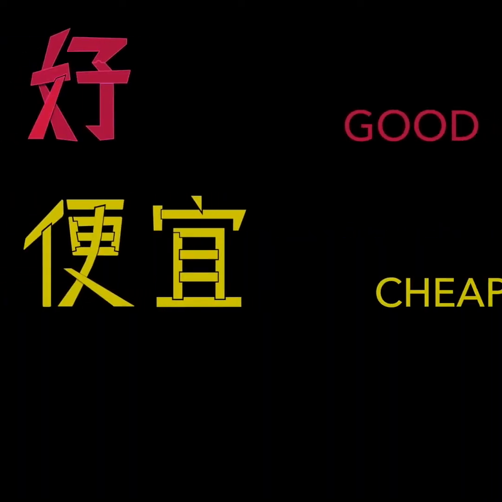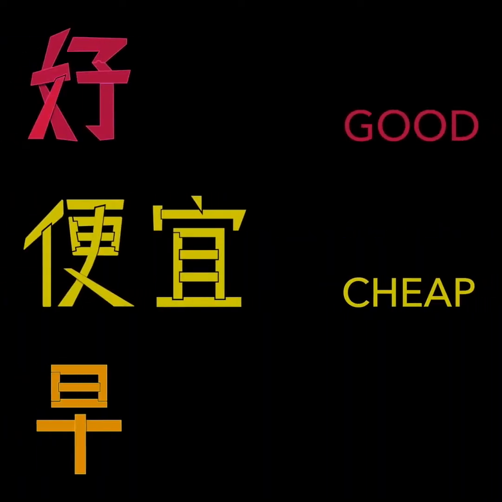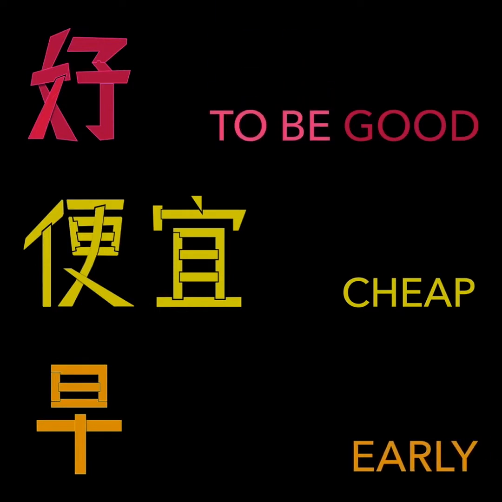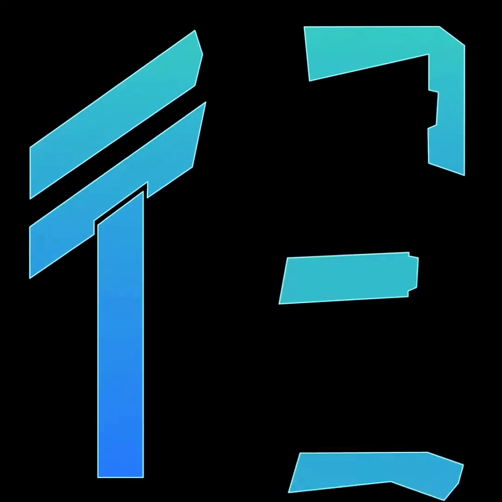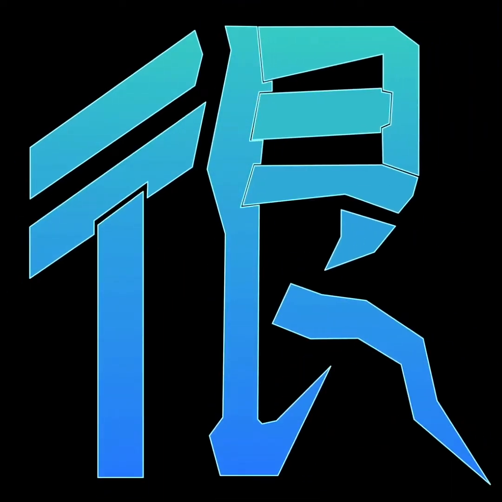Now we will say things like this is good or this is expensive. First thing that we need to understand here is that words like 好 good, 便宜 cheap or 早 early can be used as verbs. So, to be good, to be cheap, to be early. In positive, informative sentences, we need to connect these words with 很.